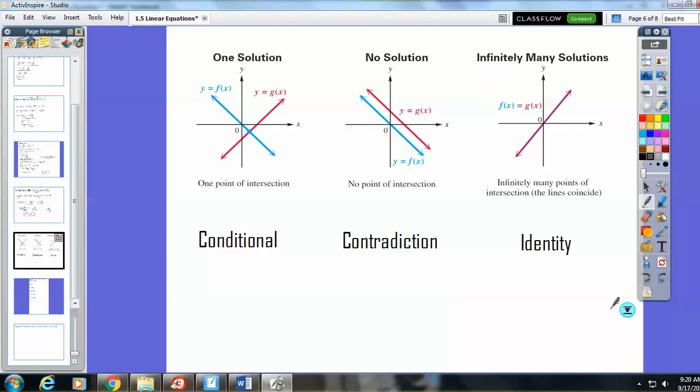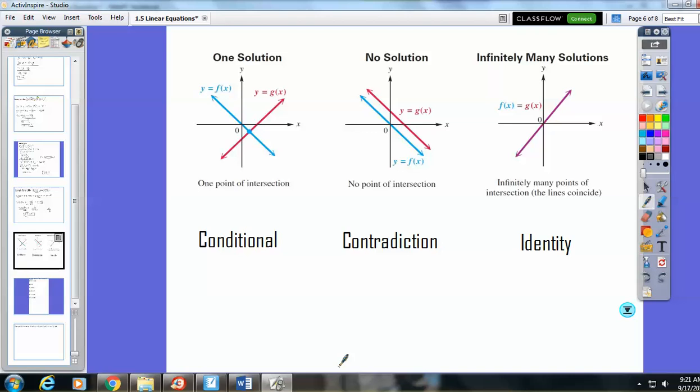All of our linear equations fall into 3 different categories. The one that we're used to is when you get an answer. That's what's called a conditional. It would mean if you graph these 2 lines, they are going to cross somewhere. So conditional, you get one answer and only one answer.